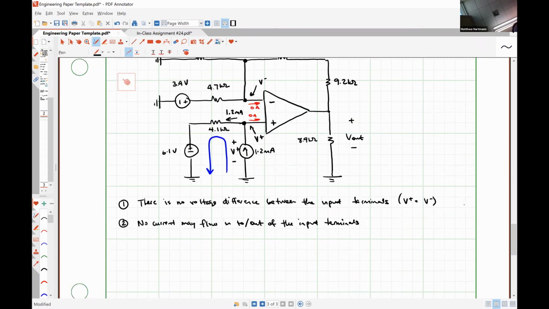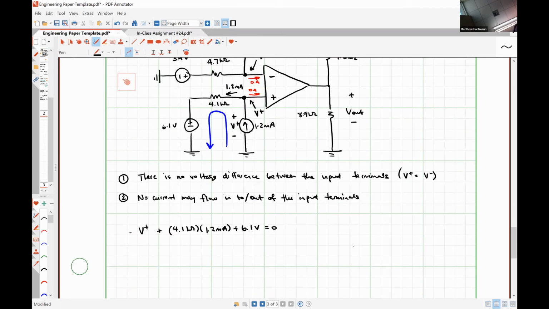law, I have negative V+ plus 4.1 kilo ohms times 1.2 milliamps plus 6.1 volts is equal to 0, which means V+ is equal to 4.1 kilo ohms times 1.2 milliamps plus 6.1 volts. So 4.1 times 1.2 plus 6.1 is 11.020 volts.